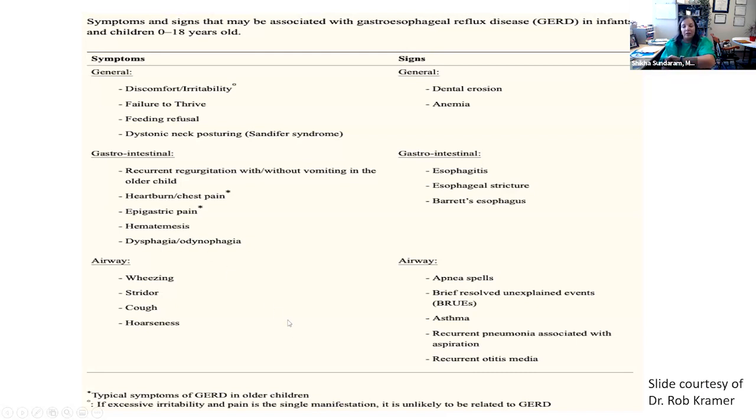And then you can get respiratory symptoms as a result of reflux, including wheezing and stridor and cough and hoarseness. And then you can see dental erosions. You can see irritation of the esophagus in a variety of ways, and true apnea spells, asthma, pneumonia, and even otitis. And Rob Kramer, one of my colleagues here in Colorado, made and shared this slide with me.